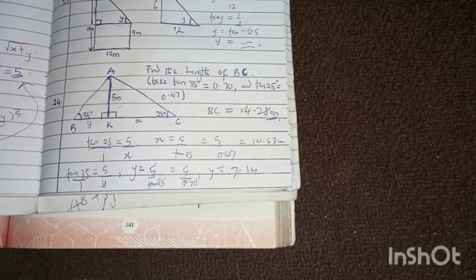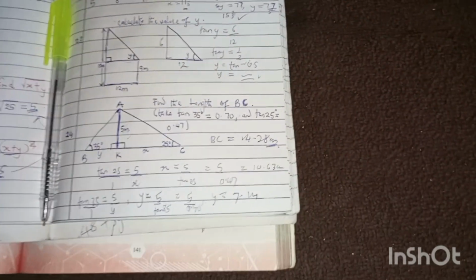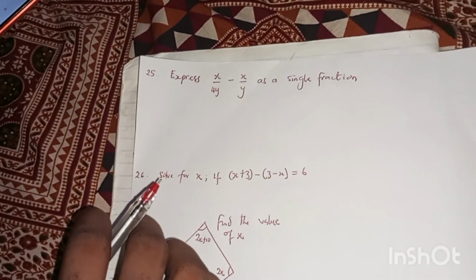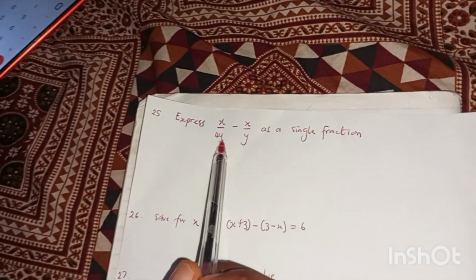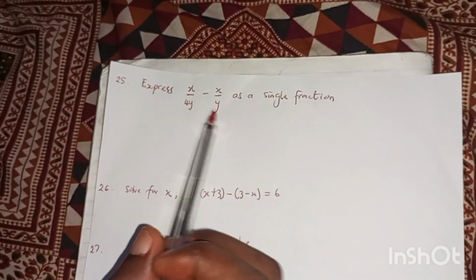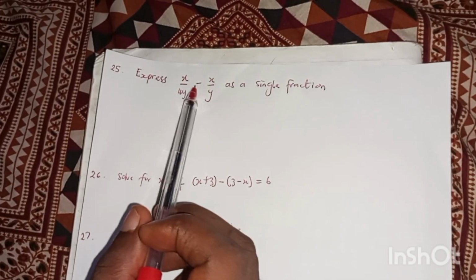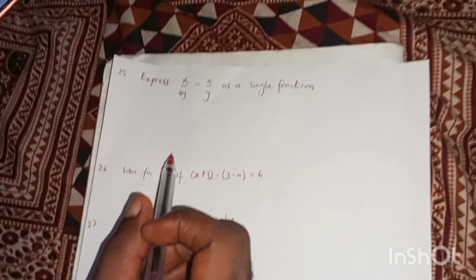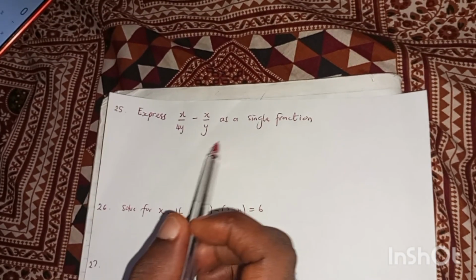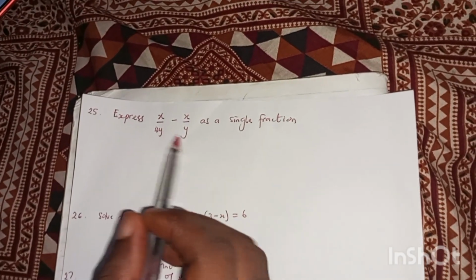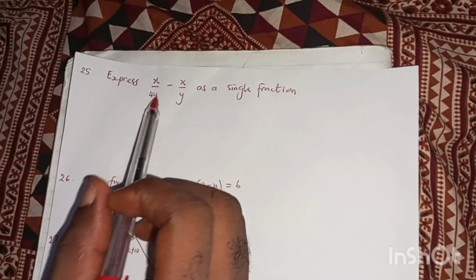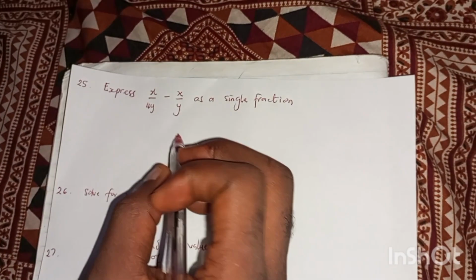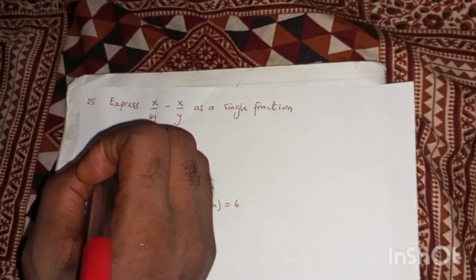To the 25th question. Welcome back. So this is number 25. It says to express this fraction as a single fraction. As you can see, there are two fractions that are kind of like subtracting each other. So we have to make both of them to be a single fraction. And what we do here is just to take the LCM of the denominators, which are 4y and y. So we find the LCM. Let me write the question.